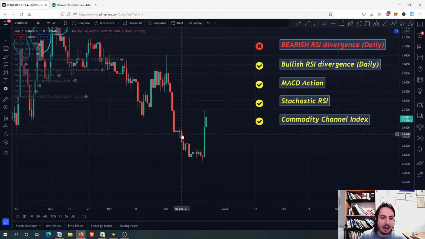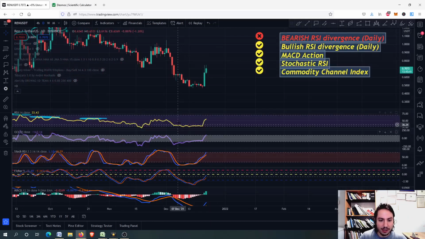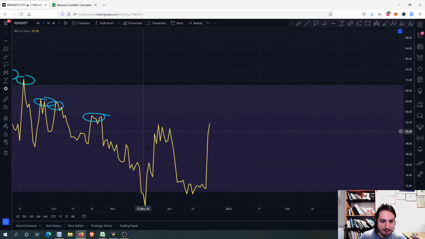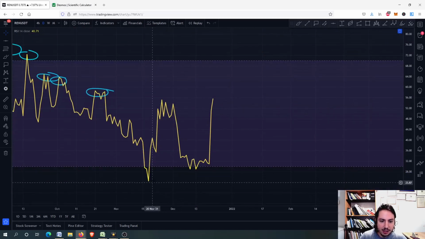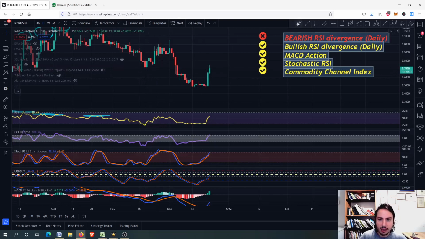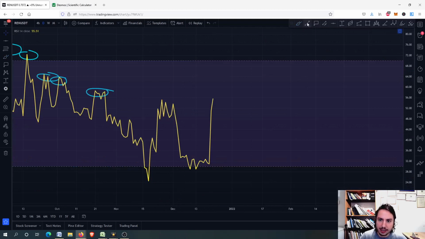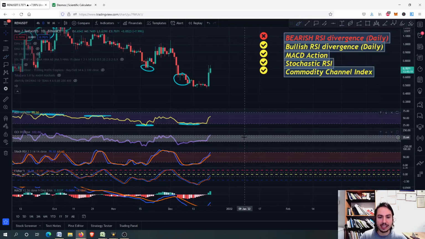When did we see a bullish RSI divergence on the REN? We saw it back here with a higher low. You can see here we had a low on 18 November, a lower low in the price, and here as well, but a higher low in the RSI. If I go here, you can see the higher low pattern. This is a bullish RSI divergence.